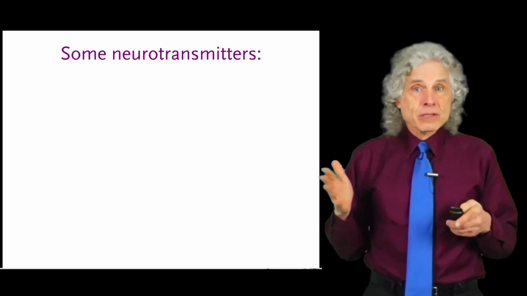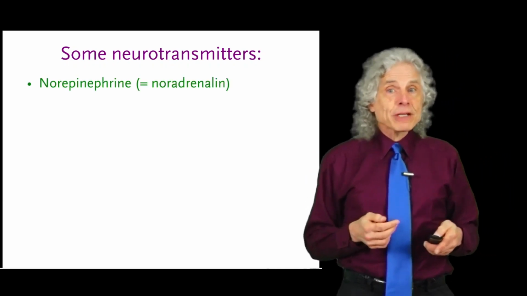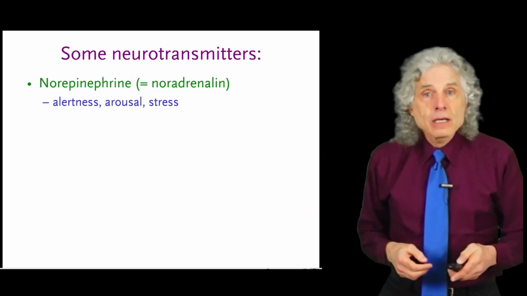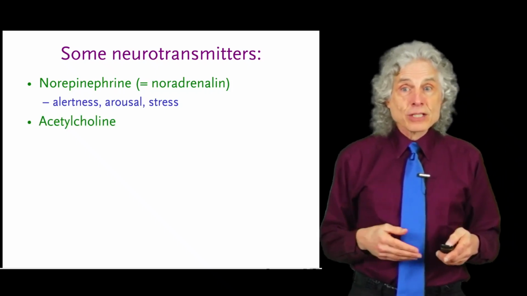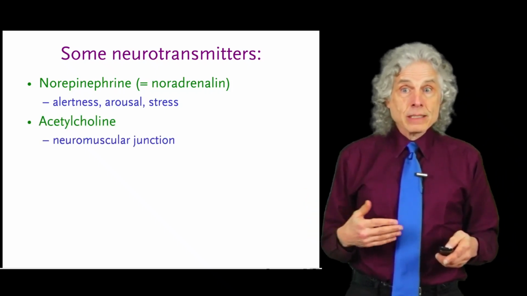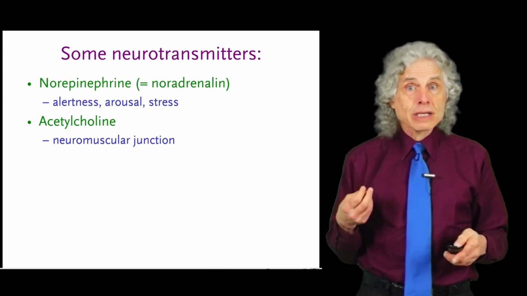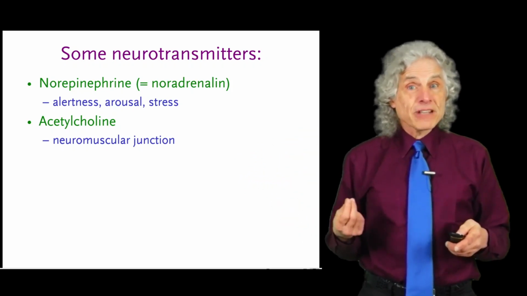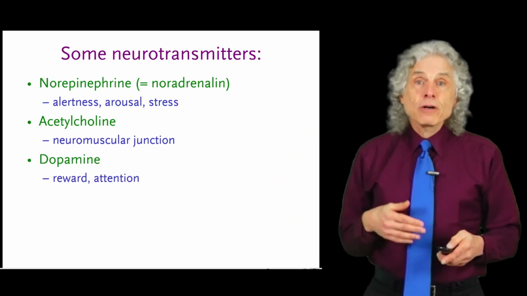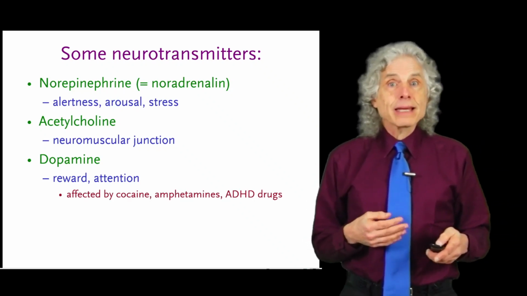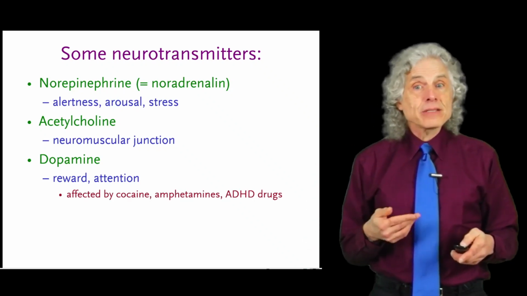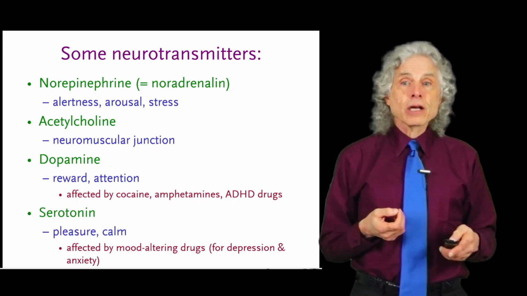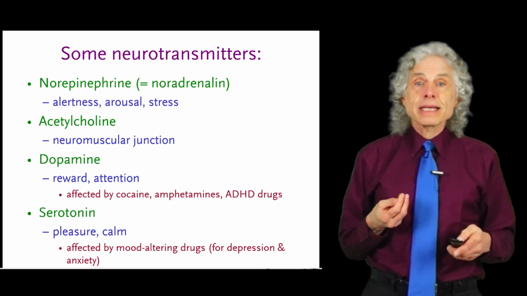You've probably heard of many of them. The textbook goes over them. There's norepinephrine, also called noradrenaline, chemically related to the adrenaline released by your adrenal glands, involved in alertness and arousal and stress. Acetylcholine works at the neuromuscular junction. Drugs like curare that paralyze you prevent acetylcholine from fitting into their receptors. Dopamine is involved in reward and attention and affected by drugs like cocaine, amphetamines, and drugs for ADHD. Serotonin is involved in pleasure and calm and affected by mood-altering drugs like antidepressants.